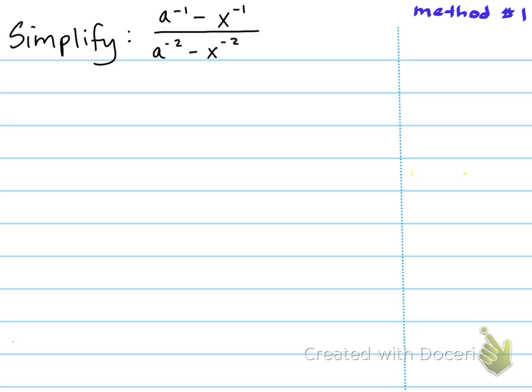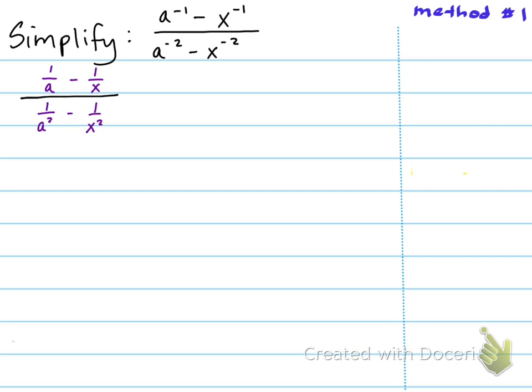Now what you got to know is that these are binomials, right? We're dealing with binomials because we have that plus or minus in there. So let's write what we have, right? Negative exponents means we drop it down low. So we have 1 over a minus 1 over x. Now we're dividing that fraction by the fraction 1 over a squared minus 1 over x squared.